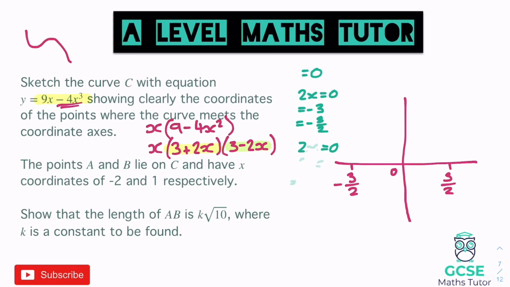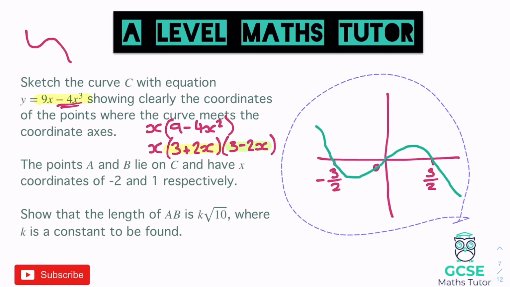So I'm going to get rid of all of this working out here, and we're going to draw this in. And it goes down through the negative 3 over 2, up through the 0, and then back down that 3 over 2 just there. So that is our cubic sketched.